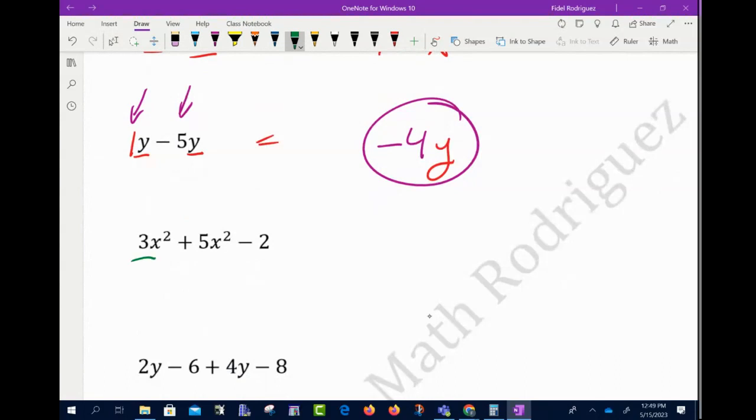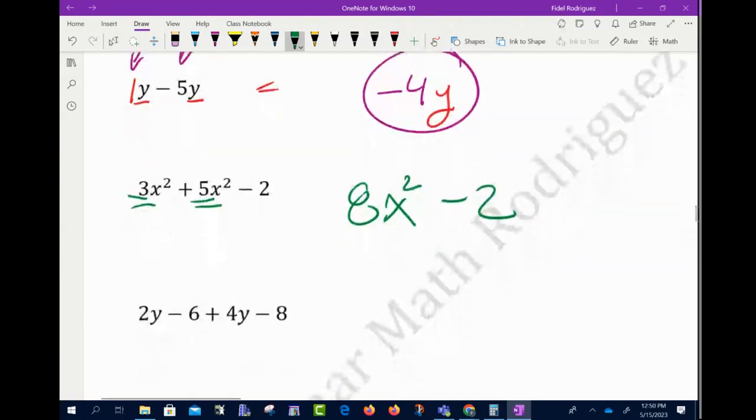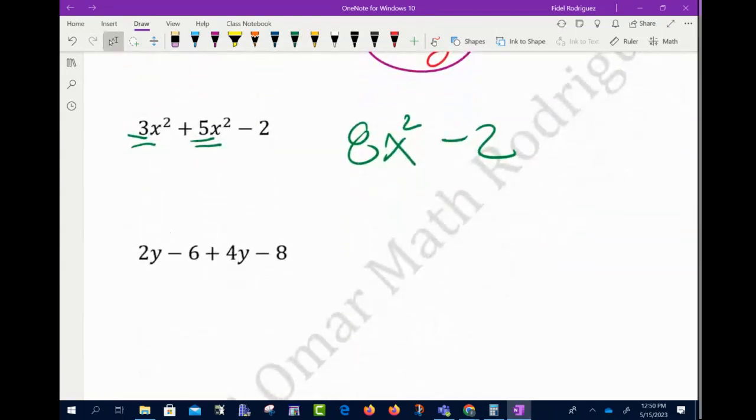So notice, y'all, those are x squareds. I'm going to write the x squared right there. Okay. Y'all, what's 3 plus 5? There you go. What about the minus 2? It comes along for the ride. You can't do anything with it. It's just 8x squared minus 2. Okay. Look, we'll do the same thing here. 2y plus 4y. How many y's do we have now? 6.